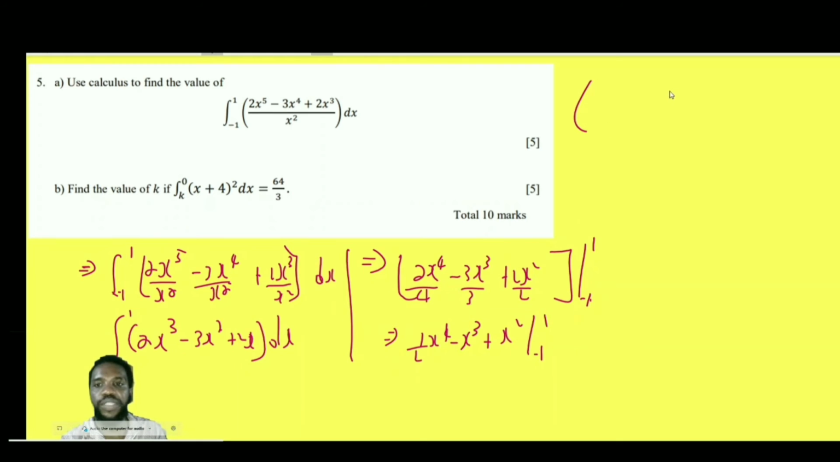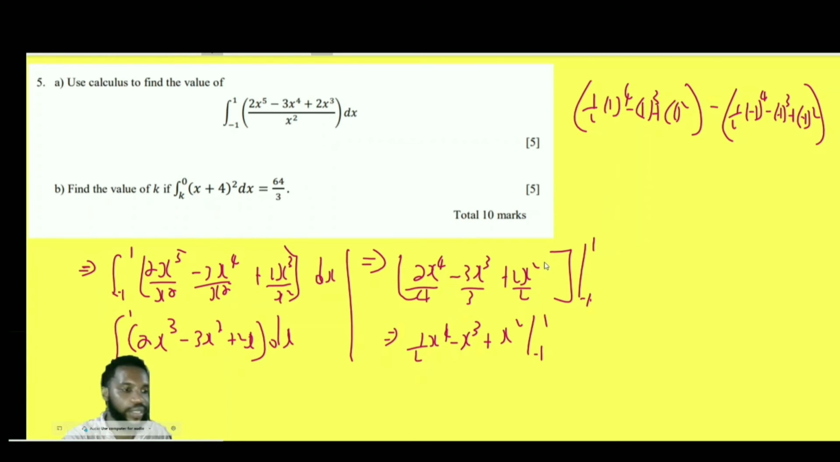So all we have to do is plug in the upper boundary and subtract when we plug in the lower boundary. Alright, so I'm going to have a half 1 to the 4 minus 1 cubed plus 1 squared, and I'm going to put in -1. So I'm going to have a half -1 to the 4 minus -1 cubed plus -1 to the second power. All this right here is really calculator work.